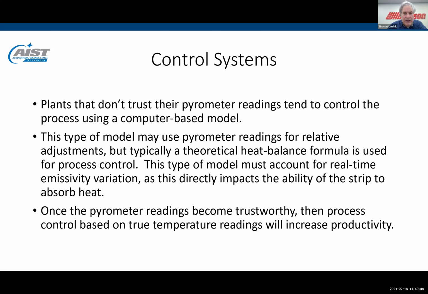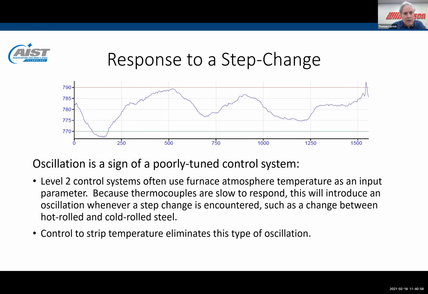So you do get better process control by controlling directly to the strip temperature, or if you're using a level 2 control system, at least using that measured strip temperature very heavily in your process control. One of the things that we see from a poorly controlled line is temperature oscillation. And this type of temperature oscillation can be the result of a disconnect between the speed of response of the control system to a change in temperature.